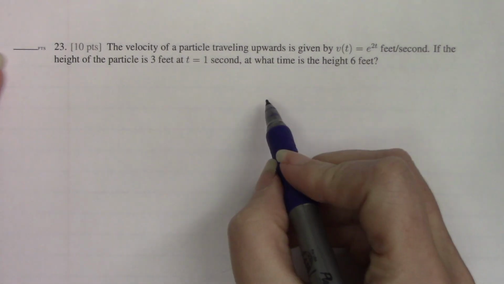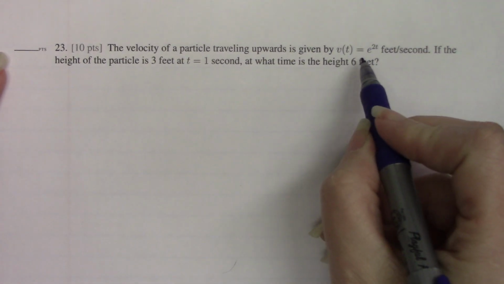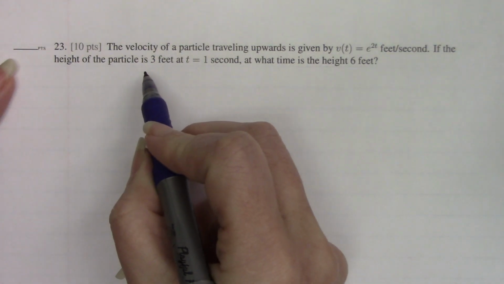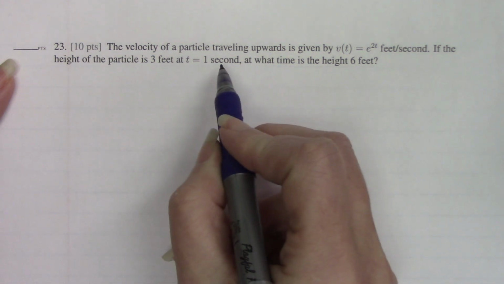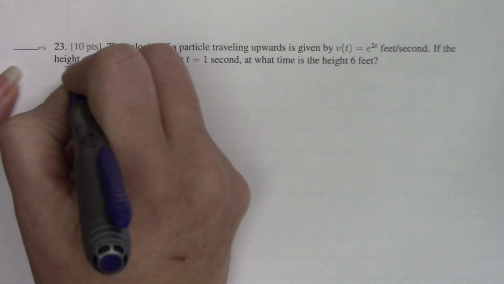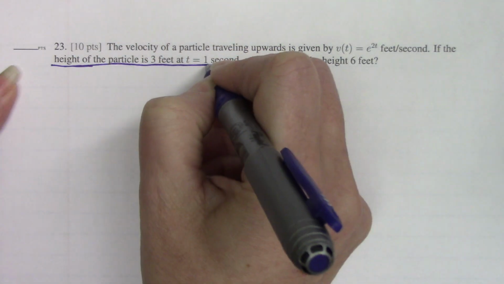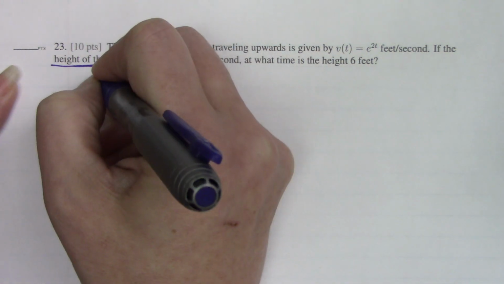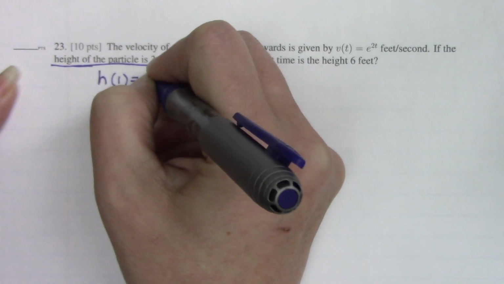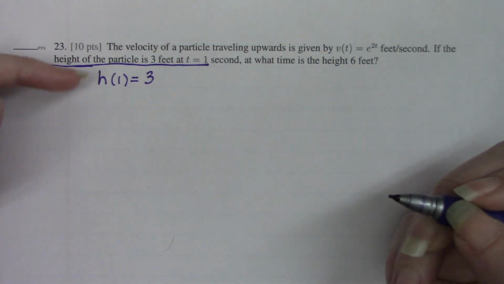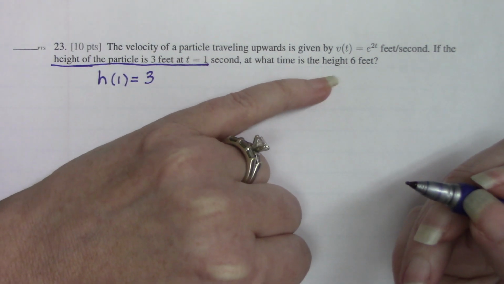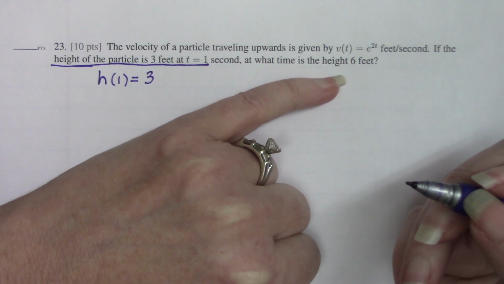The velocity of a particle traveling upwards is given by v of t equals e to the 2t feet per second. If the height of the particle is 3 feet at t equals 1 second, what time is the height 6 feet? So this little part of our sentence right here is simply telling us that if you plug 1 second into the height function, it will equal 3. So they're simply giving you a point on the height graph. And then the question is actually, what time is the height equal to 6?